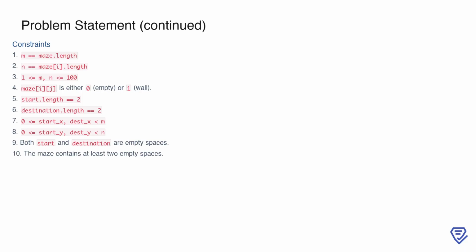Finally, the problem comes with a few constraints. The dimensions of the maze, m and n, must be between 1 and 100. Each cell in the maze is either empty, represented by 0, or a wall, represented by 1. The starting and destination positions are both guaranteed to be empty spaces, and their coordinates are within the bounds of the maze. Additionally, the maze will always contain at least 2 empty spaces, ensuring that there is room for the ball to move. With these constraints in mind, we now have a clear understanding of the problem requirements and can start thinking about how to solve it efficiently.